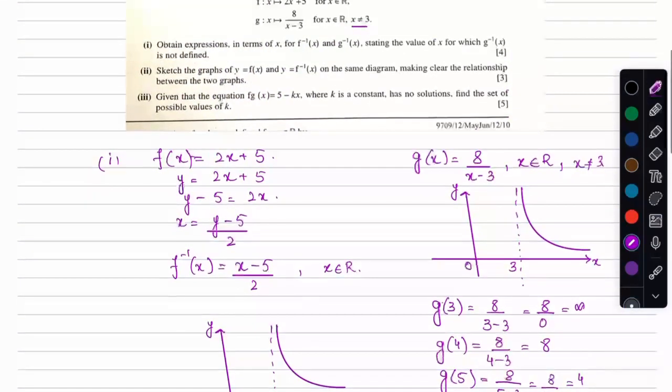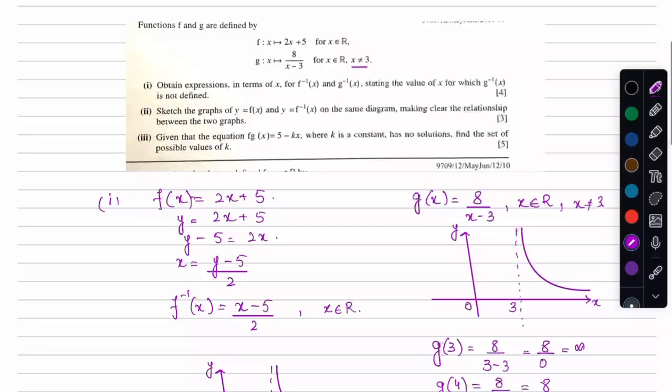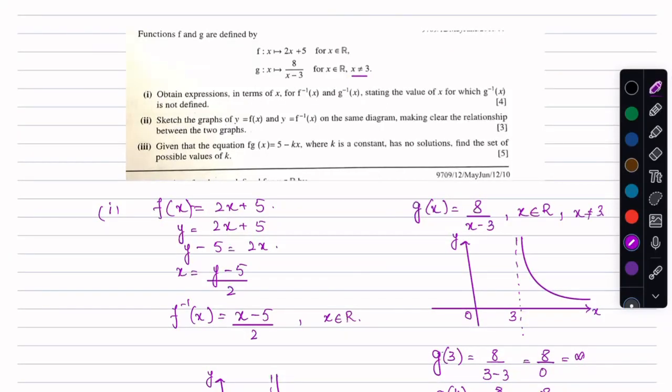So now let's get back to the question. The question was asking us to get the expression for f inverse x. We have the expression for f inverse x, and we know that f inverse x is equal to x minus 5 divided by 2, and x belongs to all real numbers here. And to get the expression for g inverse, stating the value of x for which g inverse is not defined, let's start the working.